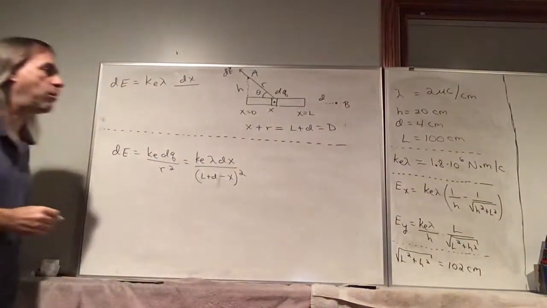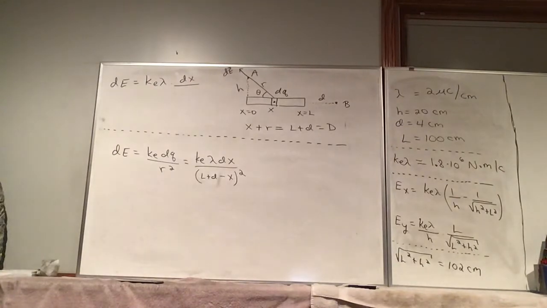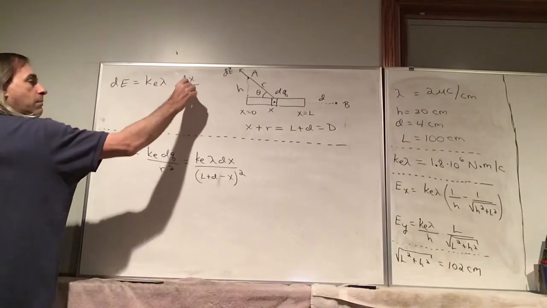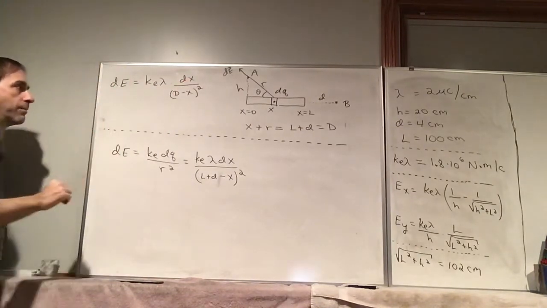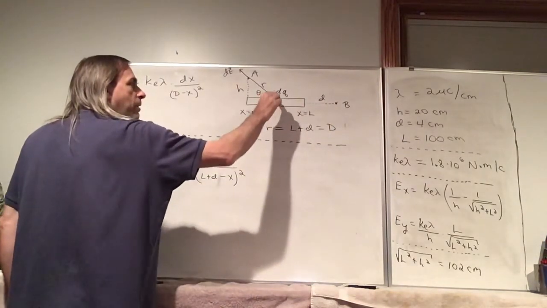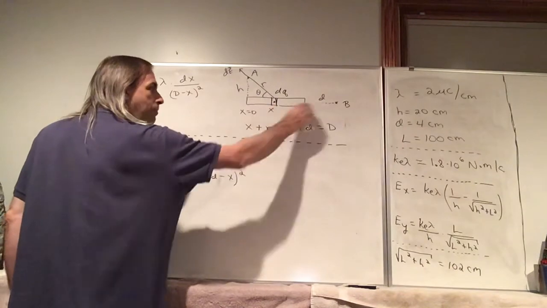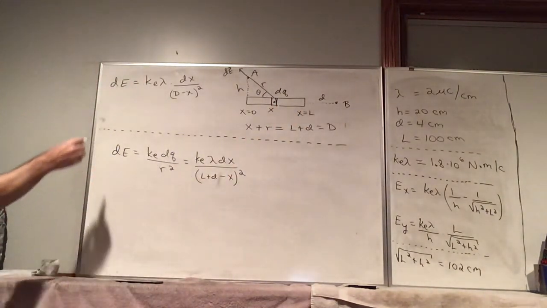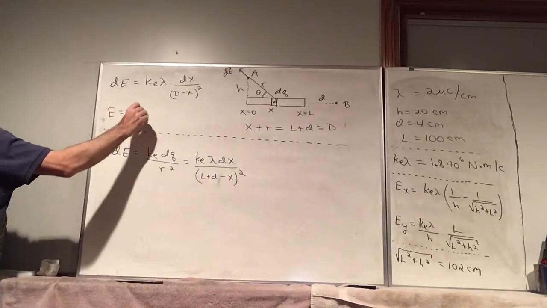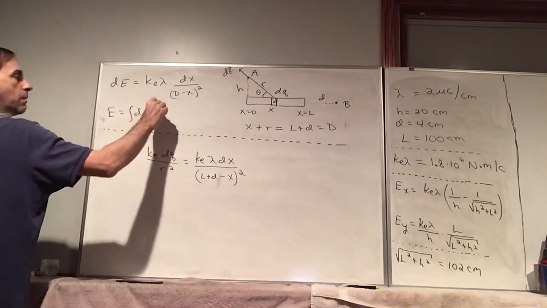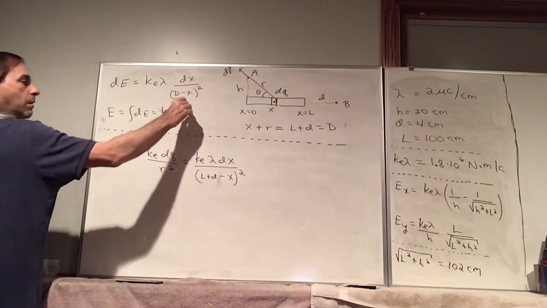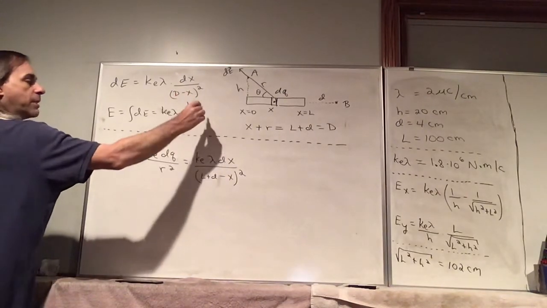Let's define L plus D to be just big D, so we can simplify this. So we have big D minus x, squared. And now to find the electric field at point B, we know the electric field due to this little piece of charge, so we just add up all these dQs along the entire length of the bar. So E is the integral of dE. Integrate from 0 to L.